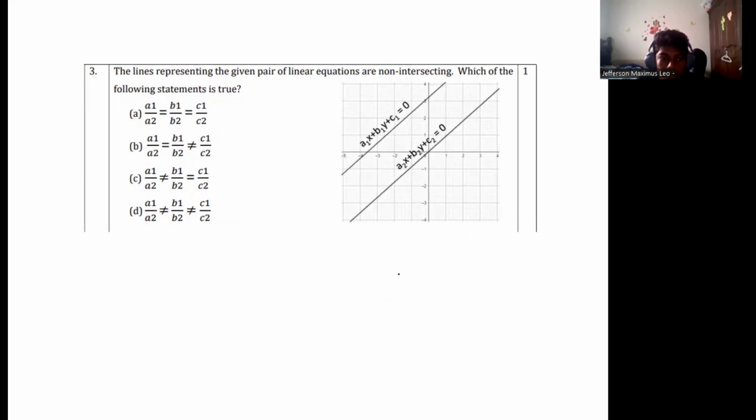Just read the question. Okay, ma'am. The lines representing the given pair of linear equations are non-intersecting. Which of the following statements is true?